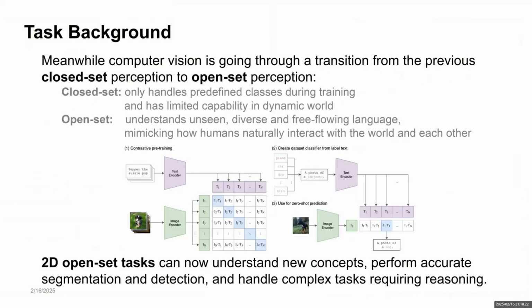Meanwhile, the 2D world has successfully transitioned from closed-set perception to open-set perception. The term closed-set precisely corresponds to the traditional approaches. Currently, 2D open-set tasks are capable of understanding new concepts, performing accurate segmentation and detection, and addressing complex tasks. So, success in the 2D world could guide open-set tasks in 3D.